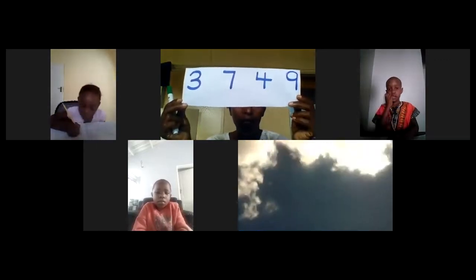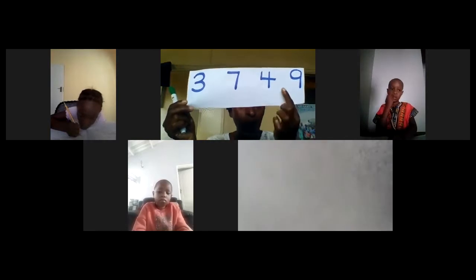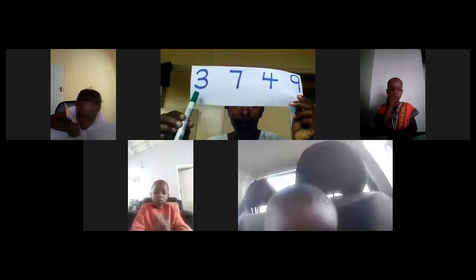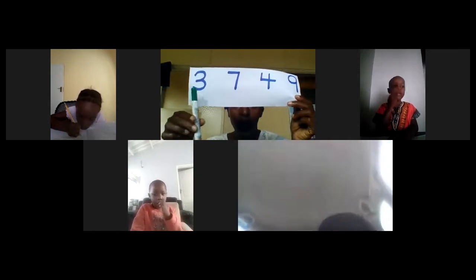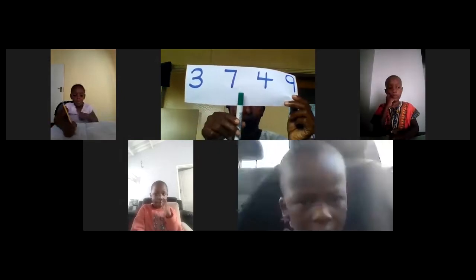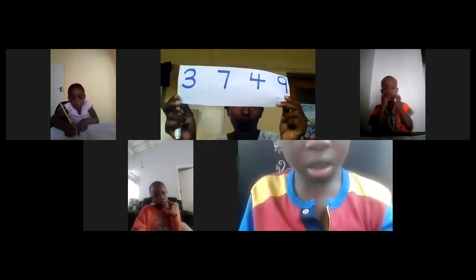Let's write the biggest number and make sure that you space your work. You put your finger after writing. You write your number this side. Then you put your finger, you space your work, you write the next number, you space your work, write the next number, and you space your work.